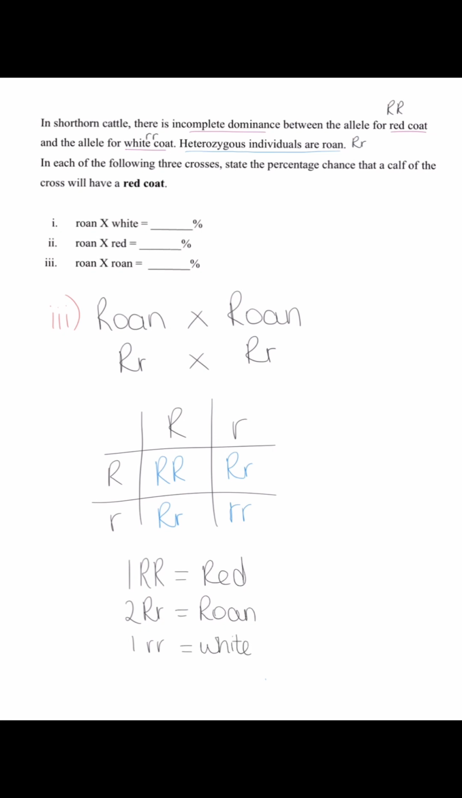So you can see here that there's 3 different potential offspring that this cross can have. It can either be red, it could be roan, or it could be white. To answer the question then, what percent chance will it be that the calf will have a red coat? That is going to be a 25% chance that it's going to be red.